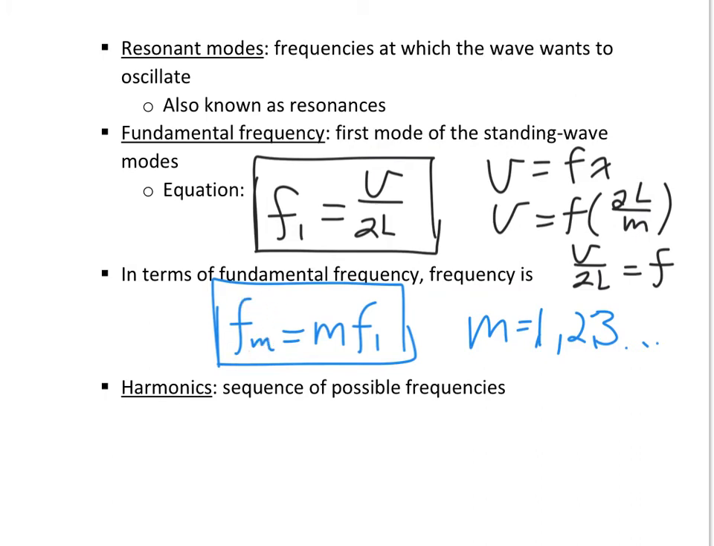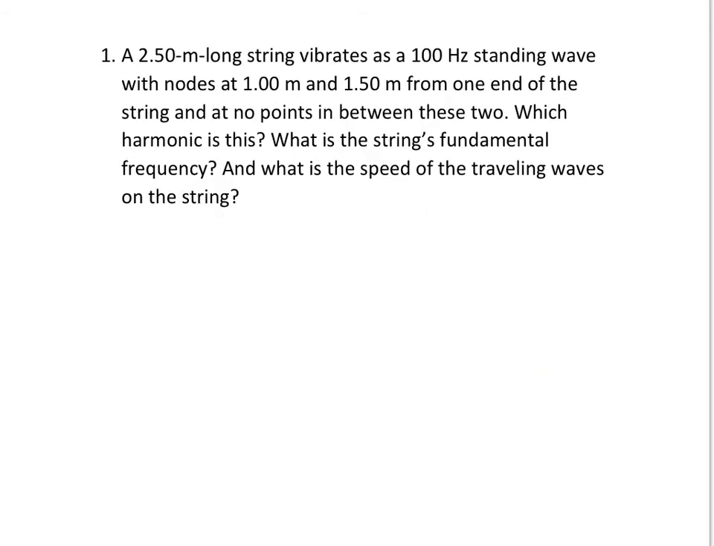Let me do 2 quick examples. First, it tells us that a 2.5 meter long string vibrates as a 100 hertz standing wave with nodes at 1 meter and 1.5 meters from one end of the string and at no points in between these two. First, which harmonic is this? Second, what is the string's fundamental frequency? And third, what is the speed of the traveling waves on the string?